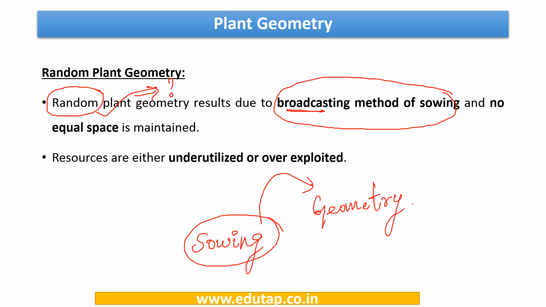Now, when you follow this kind of plant geometry, what happens? Either you are over exploiting the resources or you're underutilizing the resources. Here you are seeing there is no proper planning, right? So when there is no planning, it can go either way. Either you tend to utilize the resources more or you tend to underutilize the resources.